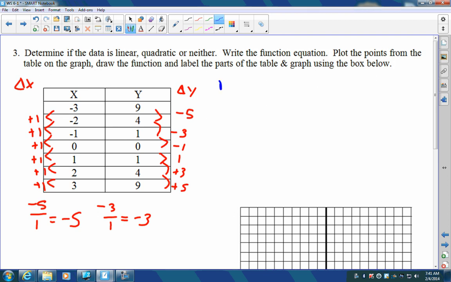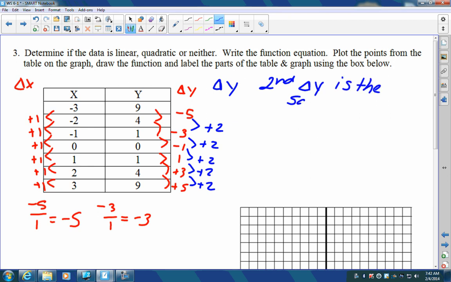But if you go to do the second delta, plus 2, plus 2, plus 2, plus 2, plus 2. It does not always have to be 2, but if the second delta y is the same, then it is quadratic. It means that it will be an equation to the second power. Now, you will not generate those until geometry. Okay?